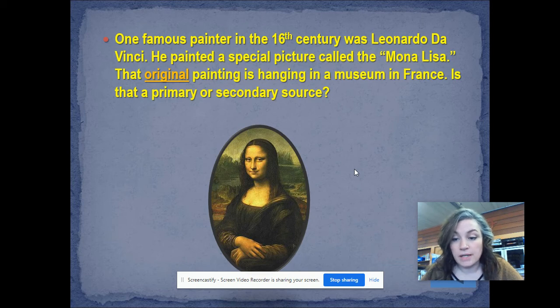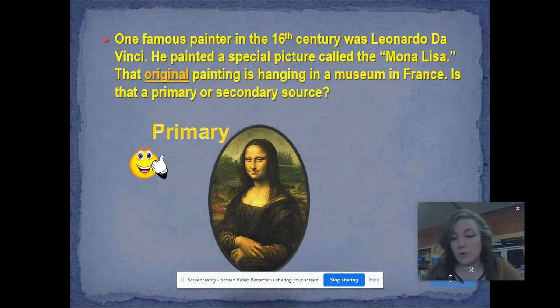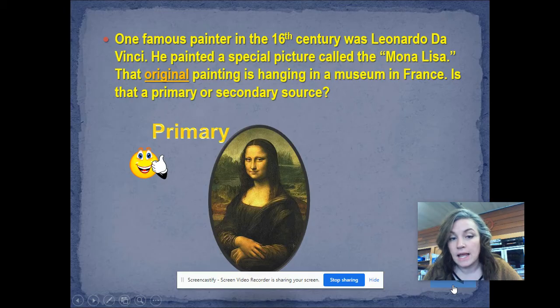So his original painting is hanging in a museum in France called the Louvre, and that painting is primary. It is his original painting created in the time that he created it, on when he painted it, and it has been preserved for a long time.